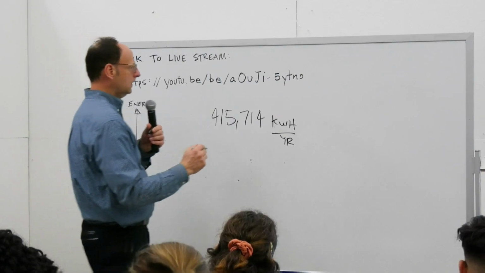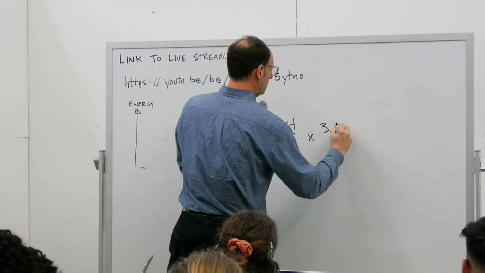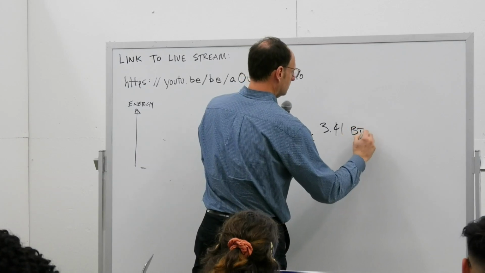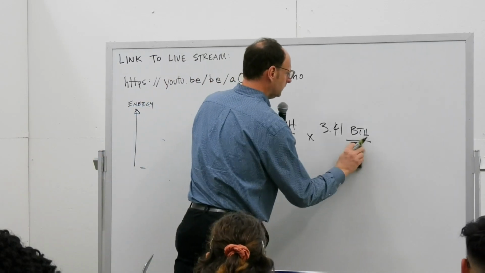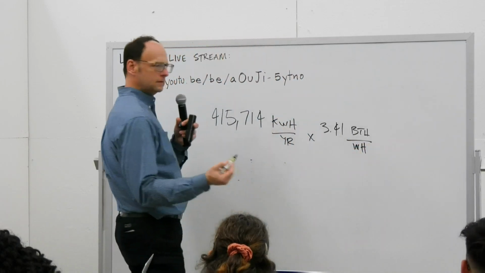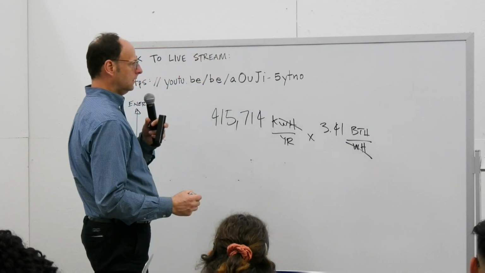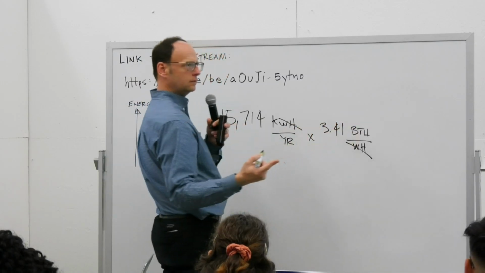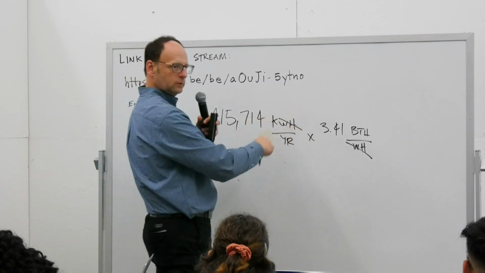All right? Now, there are 3.41 BTUs per watt hour. This was in one of Bill's slides. Okay? So what we're basically going to do is this is going to cancel out. No, it's watt hours, BTUs per watt hour. So this is heat energy over electric energy. So the watt hours will cancel out, and what we'll end up with is kBTUs per year.